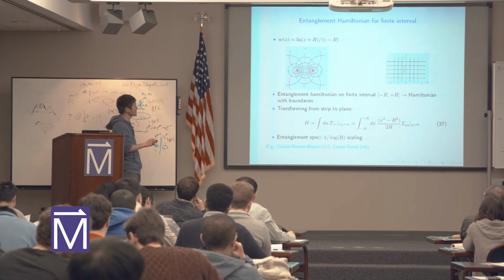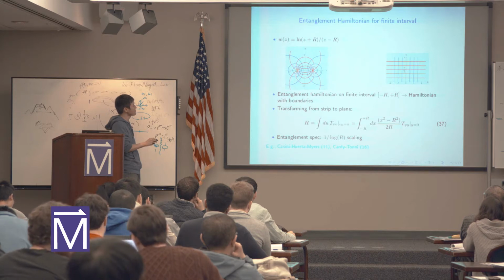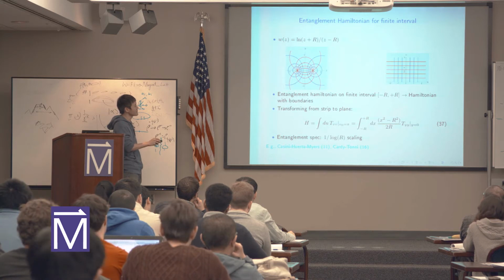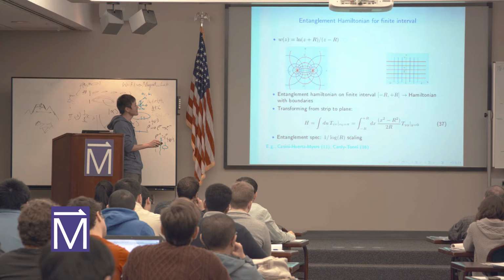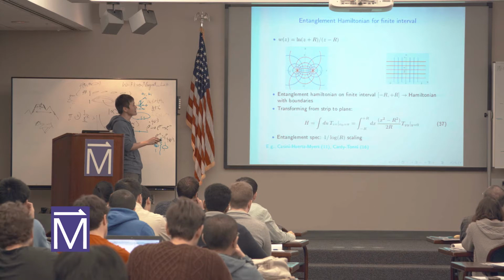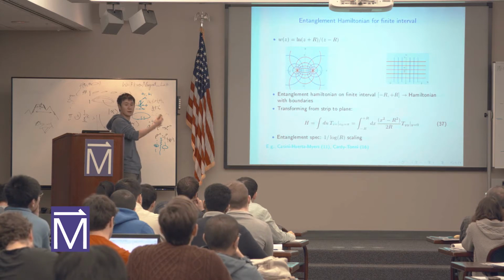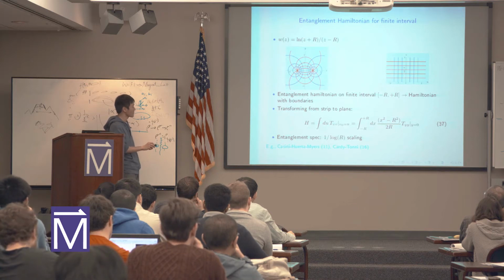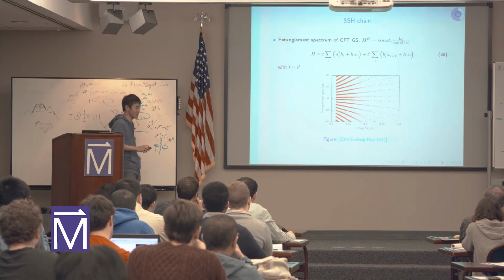If you keep track of this part, in this cylinder representation, the length of the cylinder is set by the separation between these two points, which is r in the complex coordinate, but the length of the cylinder in this w coordinate is just given by log r. That's how this 1 over log r scaling comes, which you can check directly.